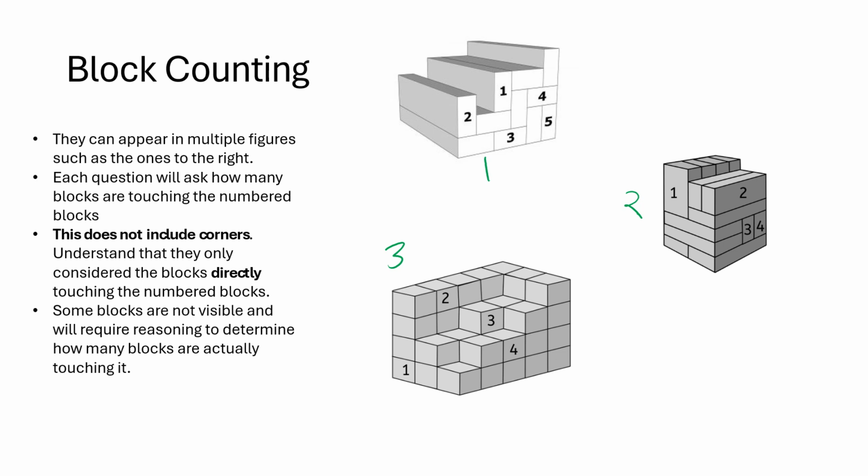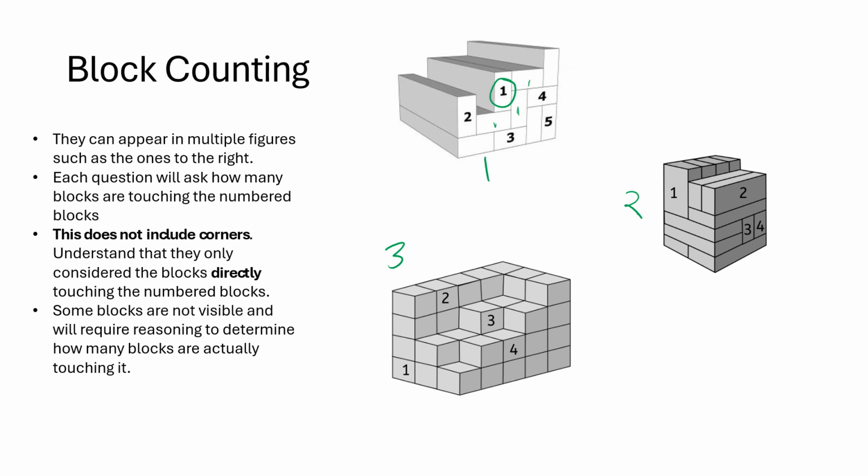You're going to be given a number, so let's say we're given the number 1. They're going to ask you how many blocks are touching 1. Something to know, if it is touching by a corner, it does not count. It has to touch by a face or by a side. So in this instance, we know it's this block, and this block, so the answer would be 3. There's only 3 blocks touching it.